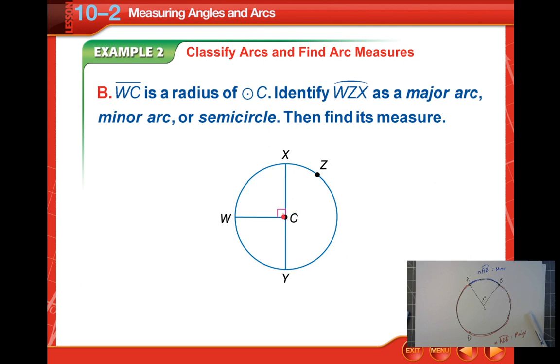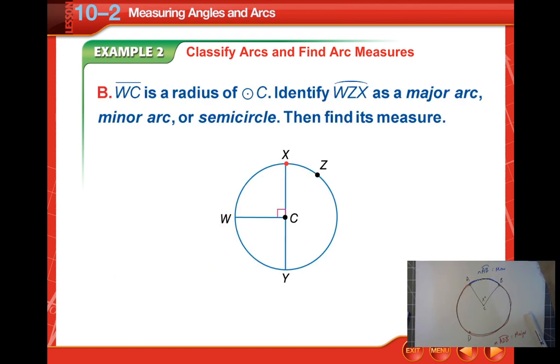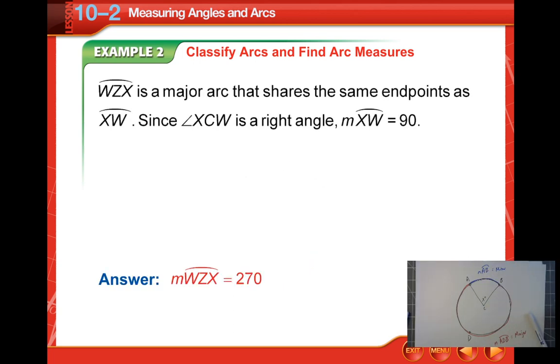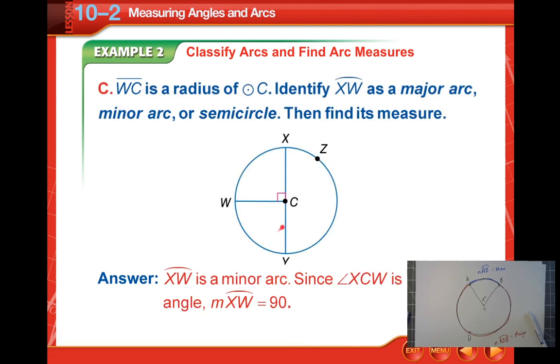We have another circle C. Identify W to Z to X. So it doesn't go here to here to here. We need to go W and end at X. So W to Z to X. So that would be, oh, let me go back one. It is a major arc, and it shares the same endpoints as XW. So it is all the way around except for 90 degrees, so it is 270 degrees. We have another one, XW. We want our shortest path, and it is a minor arc of 90 degrees.